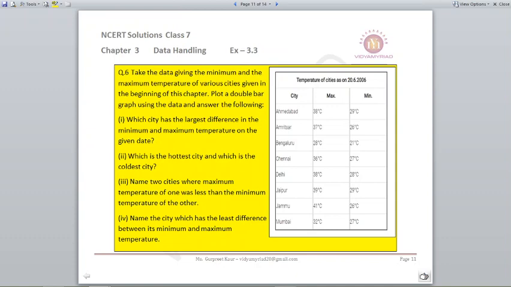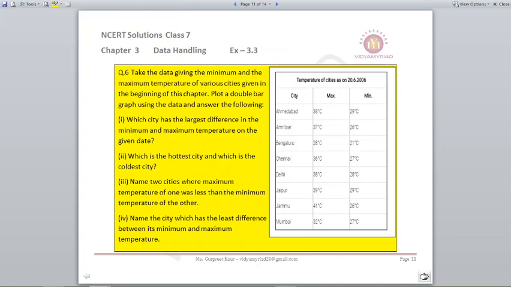I need to find out the temperature which is less than Bengaluru's temperature. The minimum temperature should be less. So which temperature do you find will be less than 28 degrees? I can say Amritsar, I can say Jammu. We have to write down two cities. So both Amritsar as well as Jammu are the two cities where the maximum temperature of one, that is Bengaluru, 28 degrees, is less than the minimum temperature of the other. Amritsar has 26 degrees and Jammu also has 26 degrees. So we can write that.